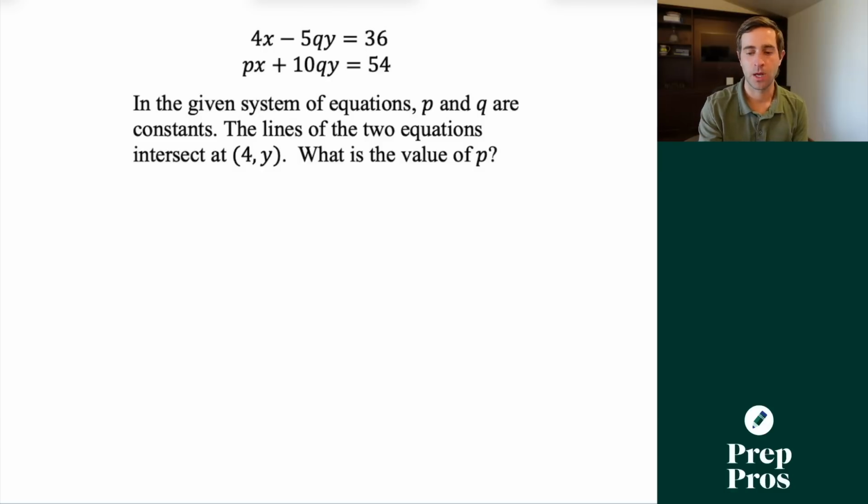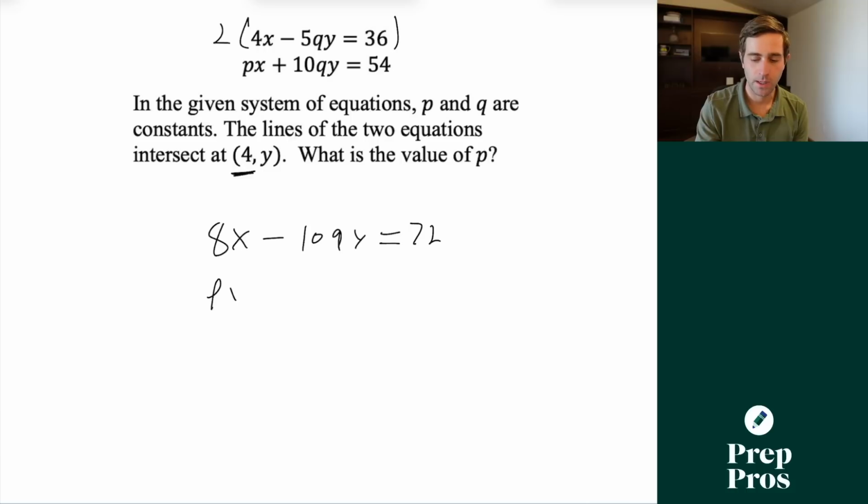And if you remember the basics of system of equations, we can stack and eliminate to clear out variables. And what we really want to do here is we can plug the 4 in for x, so that's going to clear out the x variables. So we need to clear out the qy's. Since we have a positive 10qy, if we can create a negative 10qy, we can solve this question. So we're going to multiply the top expression by 2. This is going to leave us with 8x minus 10qy equals 72. And then we're going to have px plus 10qy is equal to 54.